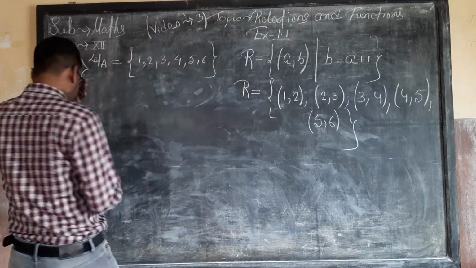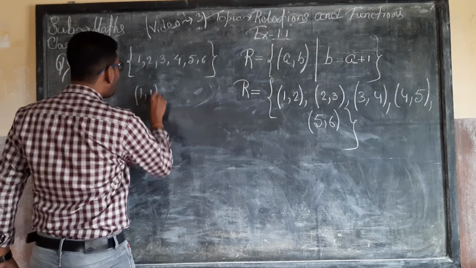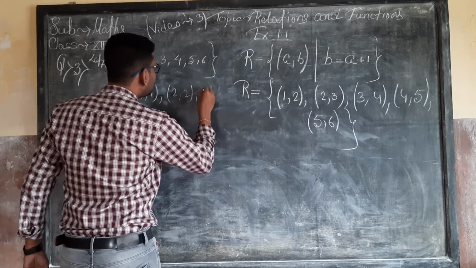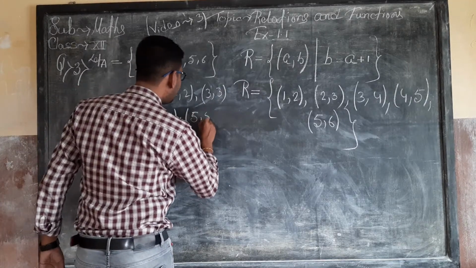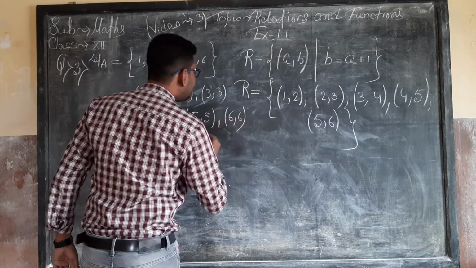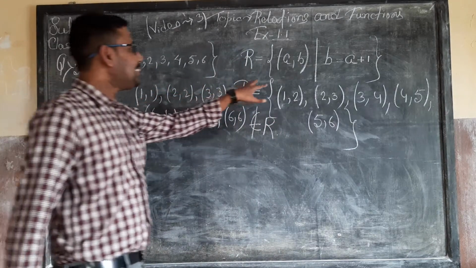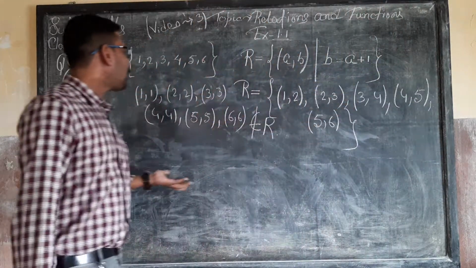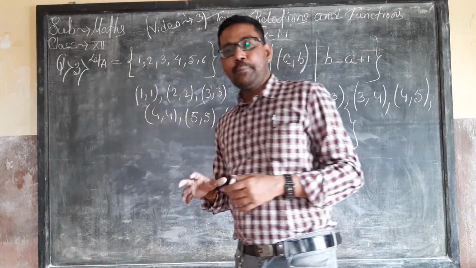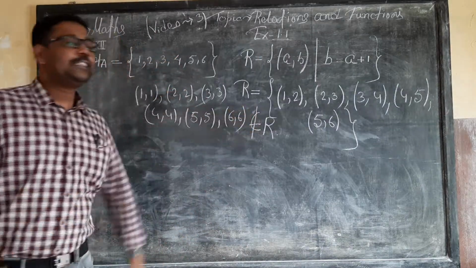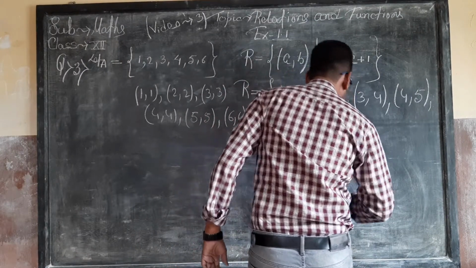Okay, so first one, as per the given relation, the pairs (1, 1), (2, 2), (3, 3), (4, 4), (5, 5), (6, 6) do not belong to this R. So it is seen that this relation does not contain the ordered pairs (1, 1), (2, 2), (3, 3) for each and every element of the given set. So this R is not reflexive.